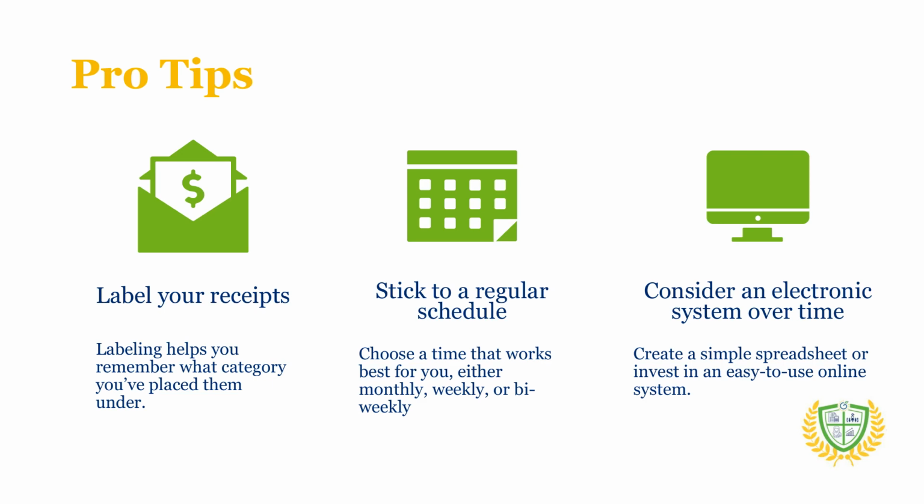Also, consider an electronic system over time. It can be tedious to do accounting by hand, so you may want to create a simple spreadsheet or even get an online system. When looking for online systems like QuickBooks, FreshBooks, or Xero, consider their ease of use, cost, and complexity. Many small childcare businesses may not need QuickBooks or other more complicated systems. You may want to choose a simpler, less expensive system that is easier to use.